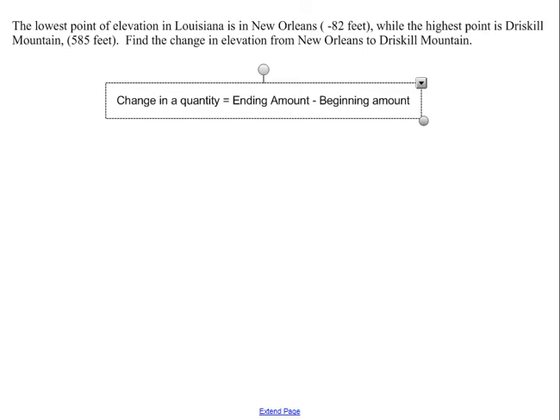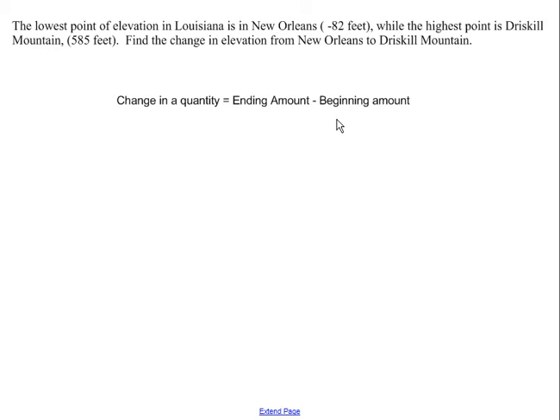The lowest point of elevation in Louisiana is in New Orleans at negative 82 feet, while the highest point is Driscoll Mountain at 585 feet. Find the change in elevation from New Orleans to Driscoll Mountain.